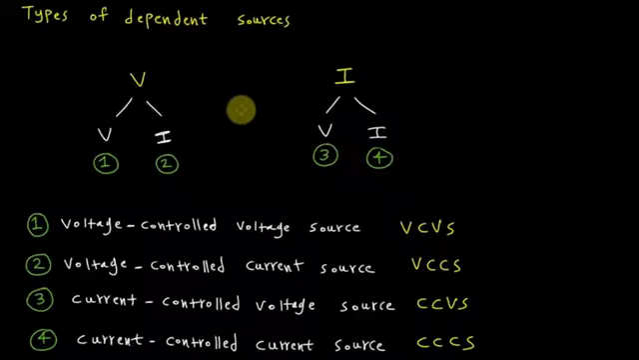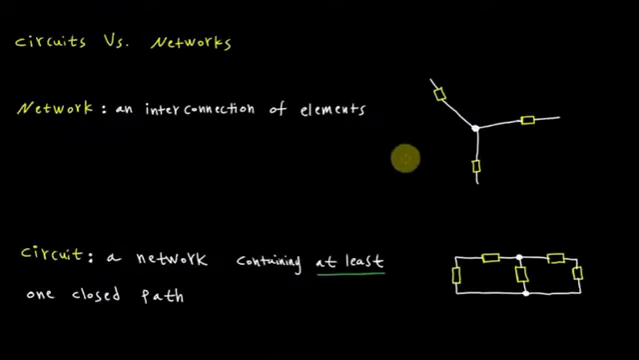Now the types of dependent sources. As you know, we have voltage and current. These are the quantities that we care about the most in this lecture series and as electrical engineers. So naturally, this gives rise to 4 different combinations. You could have a voltage-controlled voltage source, a voltage-controlled current source, a current-controlled voltage source, or a current-controlled current source. Now let's talk about circuits versus networks.